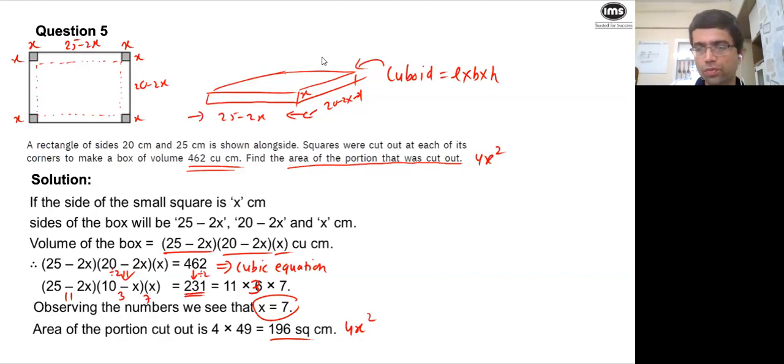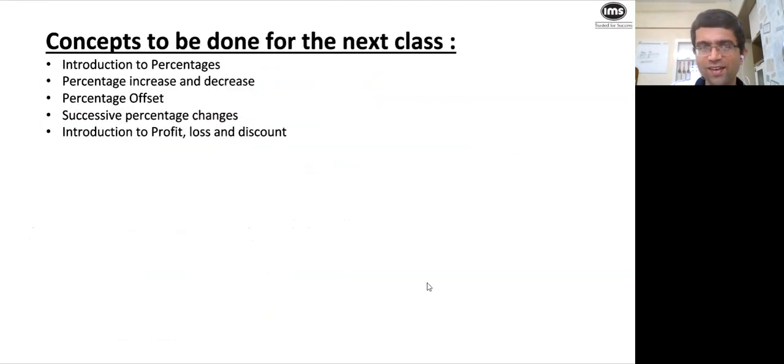Okay. So we are pretty much on time, or did we exceed by a minute or so, but not beyond that. Okay, what are the concepts? Now, important part, introduction to percentages, important part.